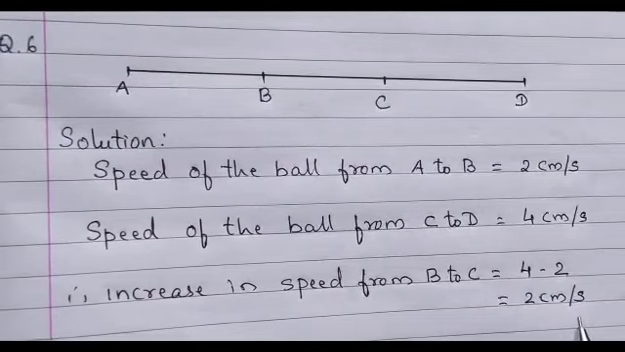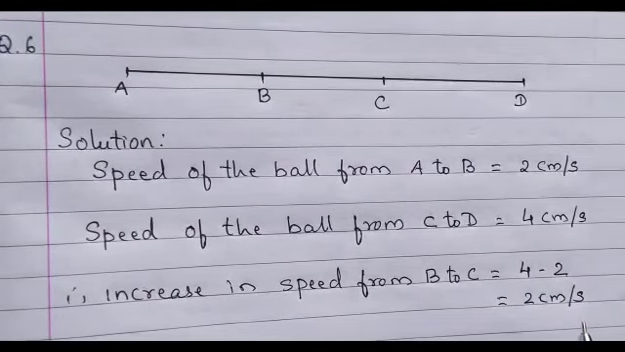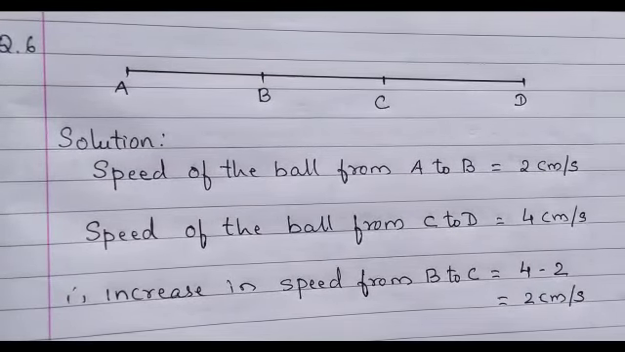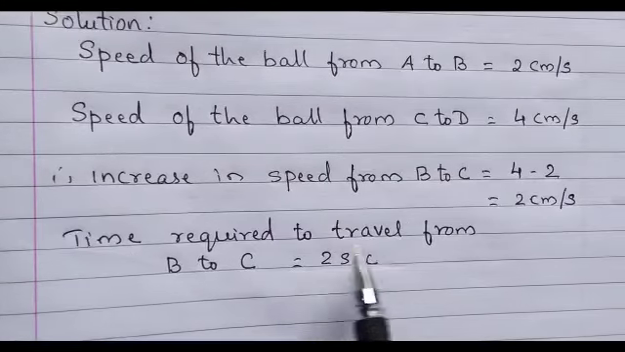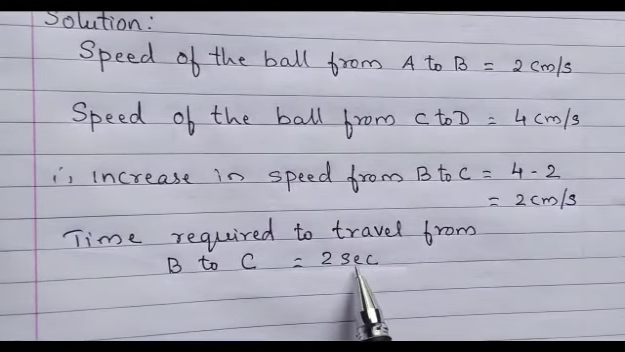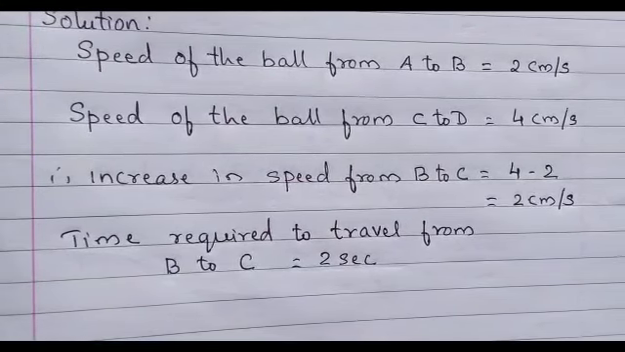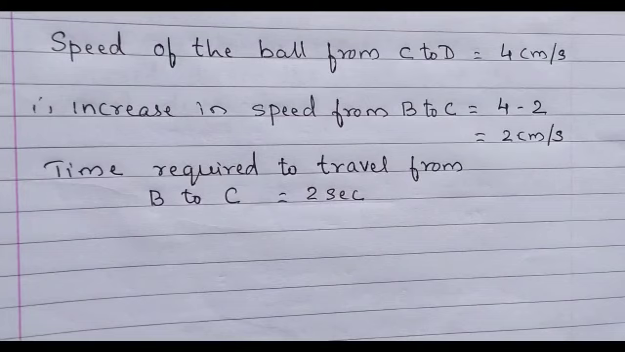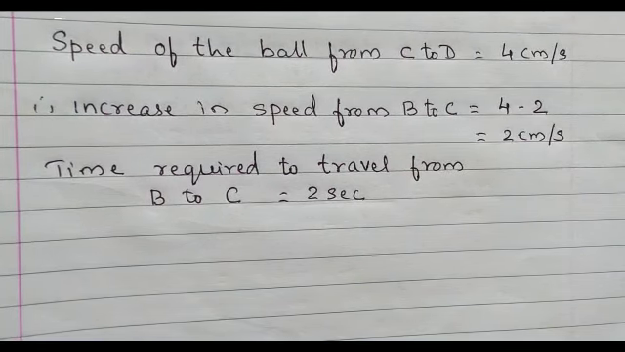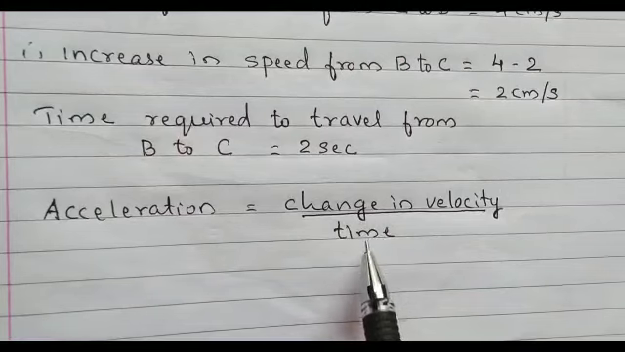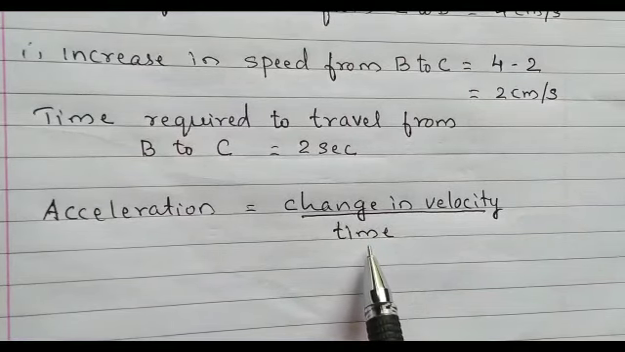Now the time required to travel the distance B to C is given as 2 seconds. Now what are we to calculate? We have to calculate the acceleration. Now what is acceleration? Acceleration is the rate of change of velocity, or in other words, it is change in velocity upon the time taken. So acceleration is change in velocity upon time.